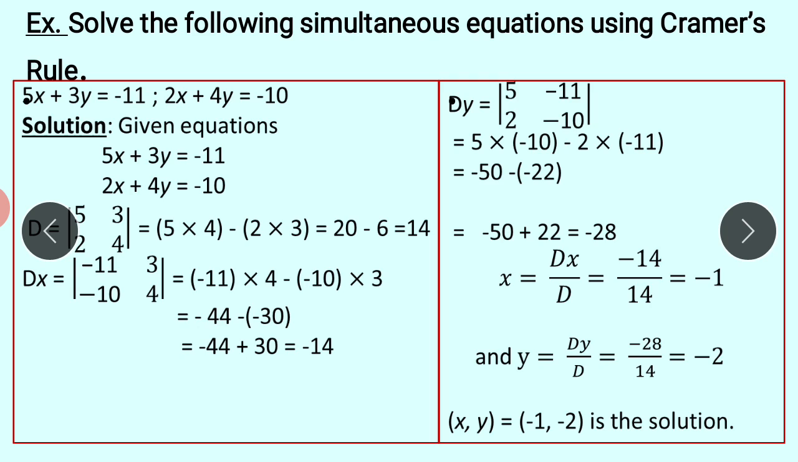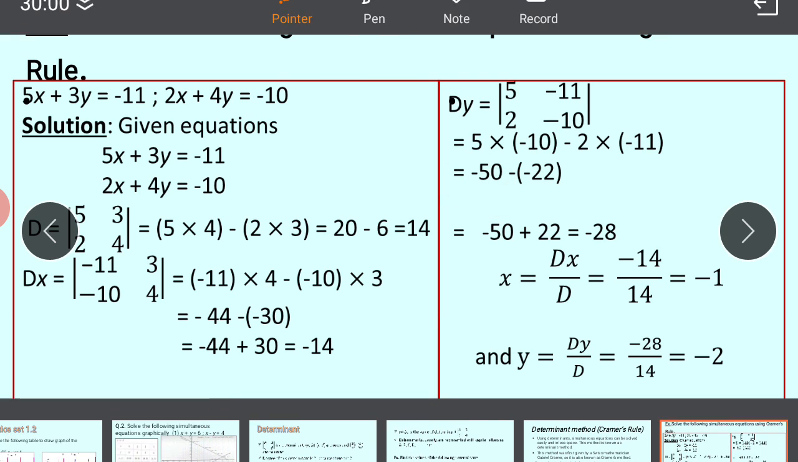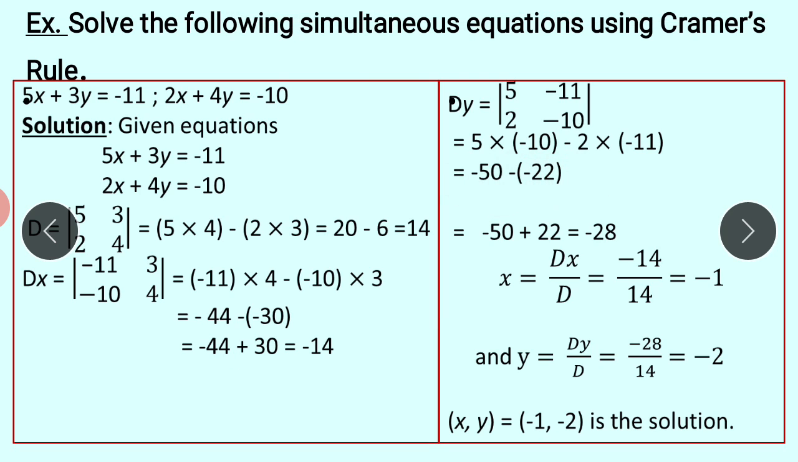Then next Dy. 5, 2, minus 11, minus 10. Means here arrange the C1 C2 and then A1 A2. Okay. Then 5 into minus 10, minus 2 into minus 11. 5 into minus 10 is minus 50, and minus 2 into minus 11 is minus into bracket minus 22. Minus 50 plus 22. Then you get minus 28.